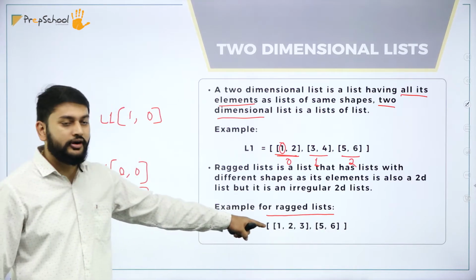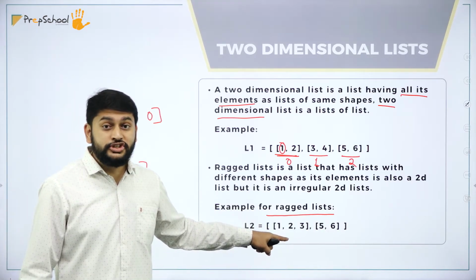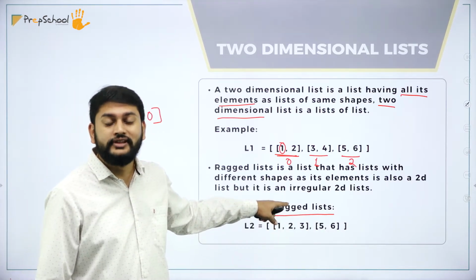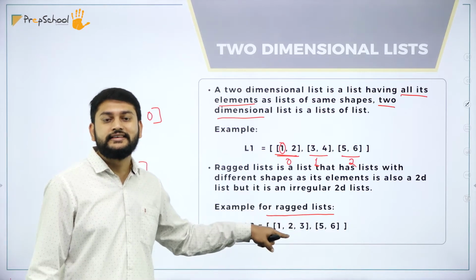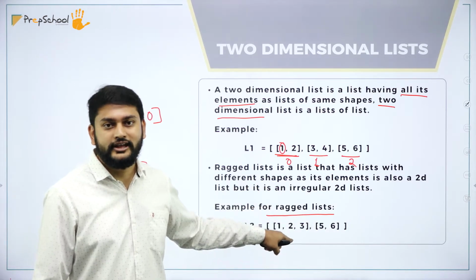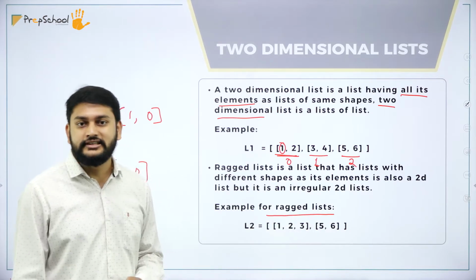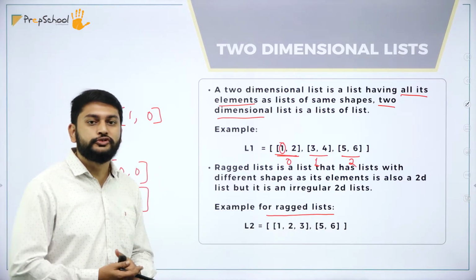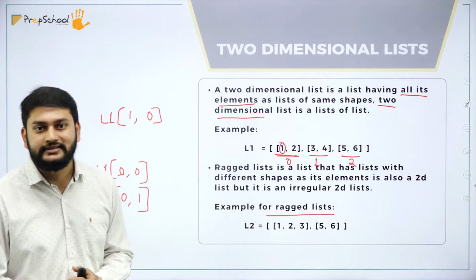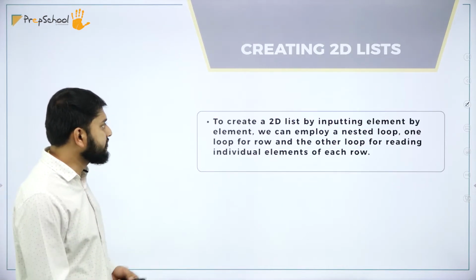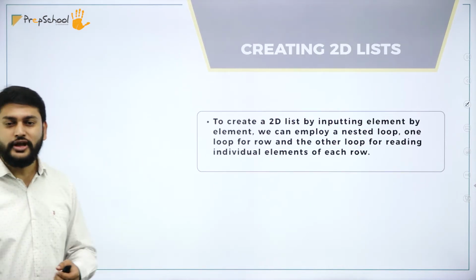So you can observe here, the dimension and the shapes of the list, whatever I have inside the list, is not equal, is what you have to remember, right? So this is the difference that you should remember when it comes to two-dimensional and ranked list, right? So moving on to the next topic that I have, creating two-dimensional list.